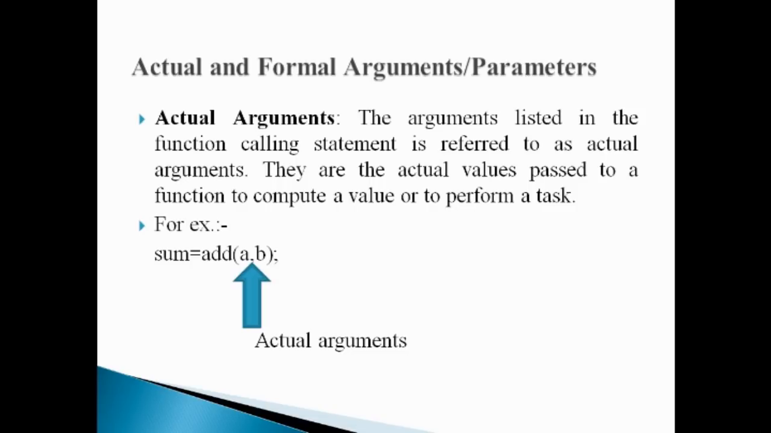Actual and formal argument or parameters. Actual arguments. The arguments listed in the function calling statement is referred to as actual arguments. They are the actual values passed to a function to compute a value or to perform a task. For example, sum = add(a, b). Here a, b are the actual arguments.